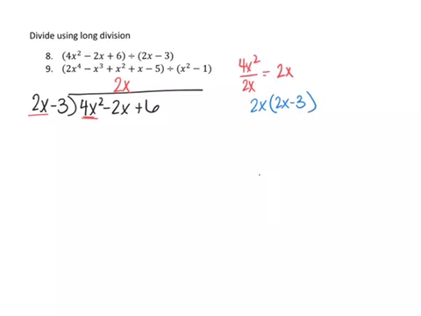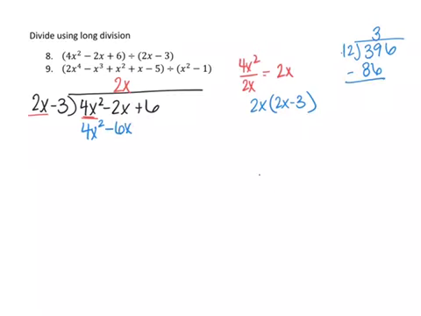Think about if you were dividing 12 into 396. You would do 12 goes into 39. 12 goes into 39 3 times. And then you would multiply. 3 times 12 is 36. So 2x times 2x minus 3 is 4x squared minus 6x. And then if you think back again, we subtract.